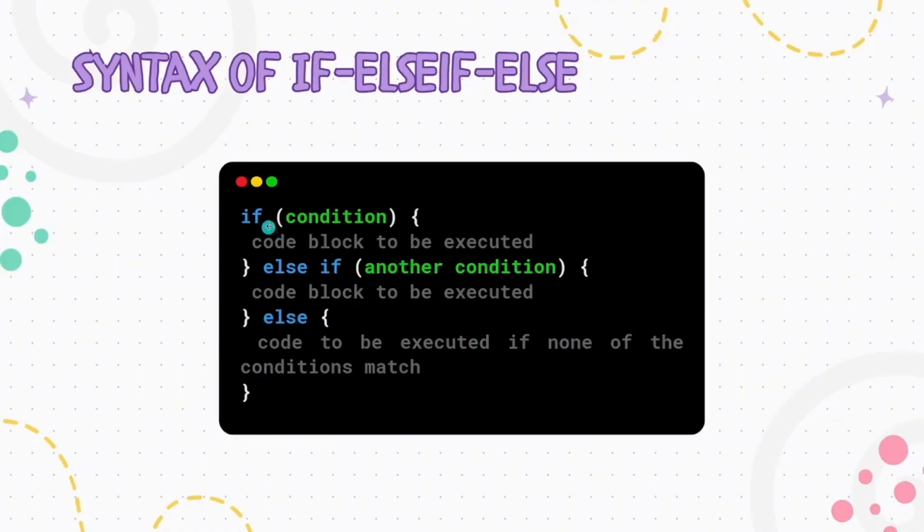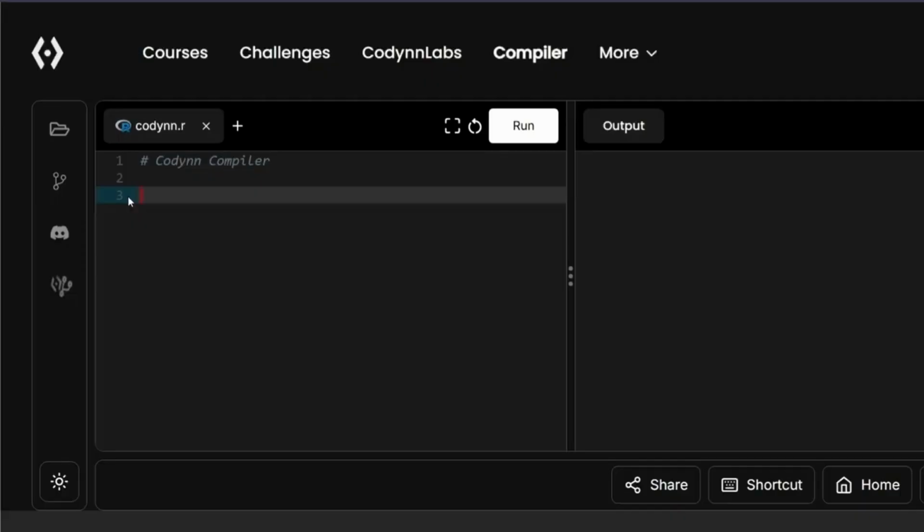We have the if keyword. If the condition is true, execute this. Else if this condition is false and this condition is true, execute this code block. And if none of these conditions are true, execute this code block. So that is how the if, else if, and else structure works. So now that we know about the syntax, let's get into our compiler and start coding, shall we? So now that we are inside of the R compiler of coding.com, let's first of all execute the basic if statement.